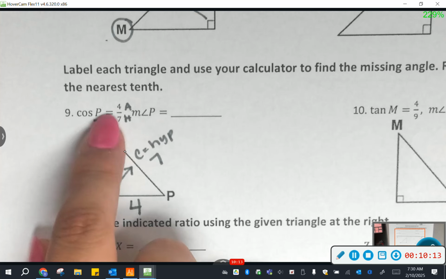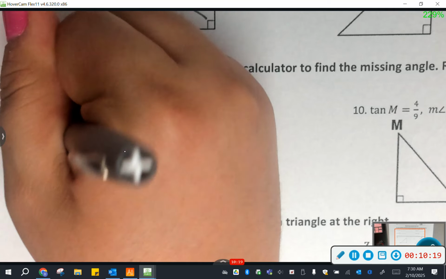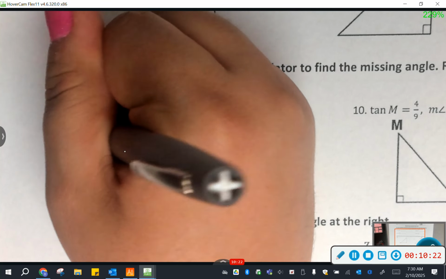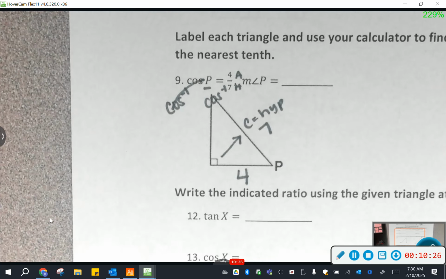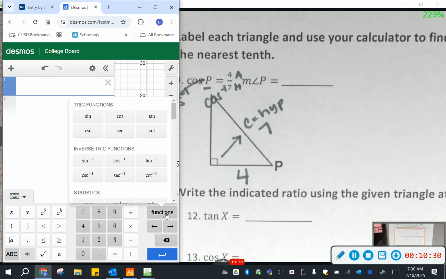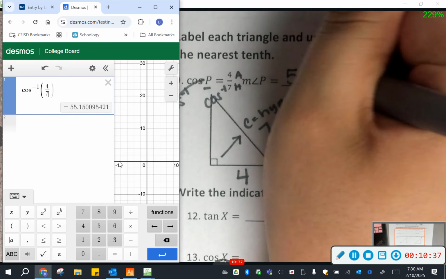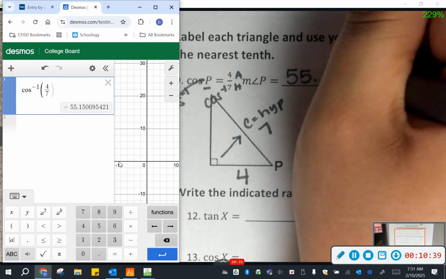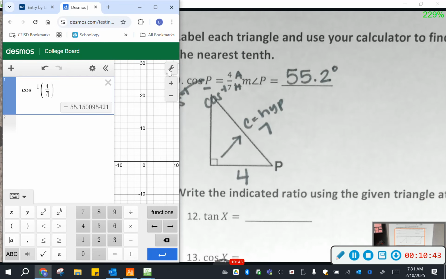And then how do I find angle P? What am I going to do to get P by itself? You're going to have to inverse. Anytime I'm looking for the angle, you're going to be inversing. So in your calculator, do inverse cosine 4/7. We've done a lot of inverse cosine today. And what do I get? 1 decimal place. 55.2 degrees.